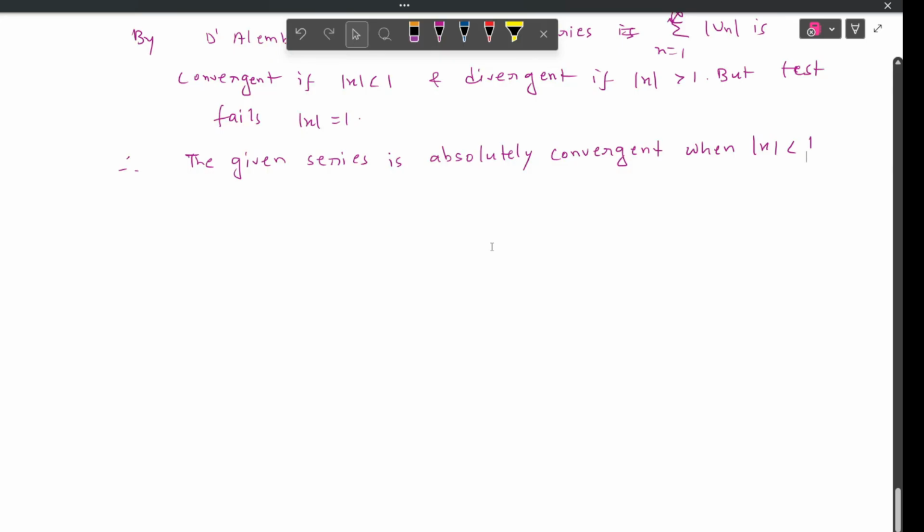Otherwise this chapter is very interesting and it's a wonderful chapter, and definitely a 15 to 20 marks question will come from this chapter. So that's all for today.